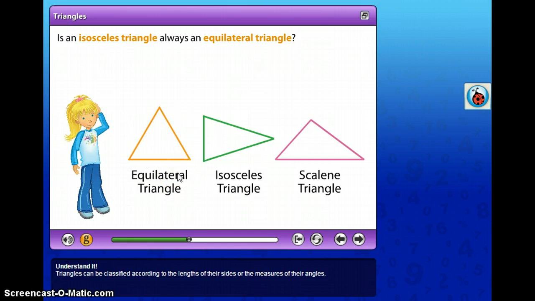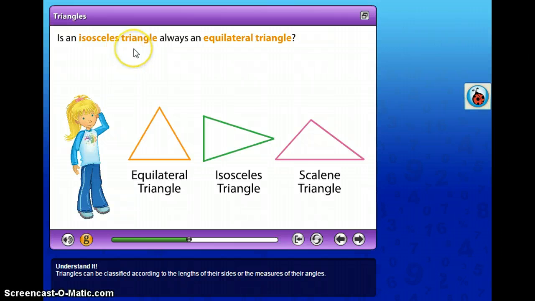sides. It has 3. But if you saw a picture of this orange triangle on the test, and they want to know what type of triangle that is, you want to say it is an equilateral triangle because all sides are equal. Even if it's turned a little crooked, if this long pointy end were up here and it has only 2 equal sides, it's still isosceles, no matter how it's turned.